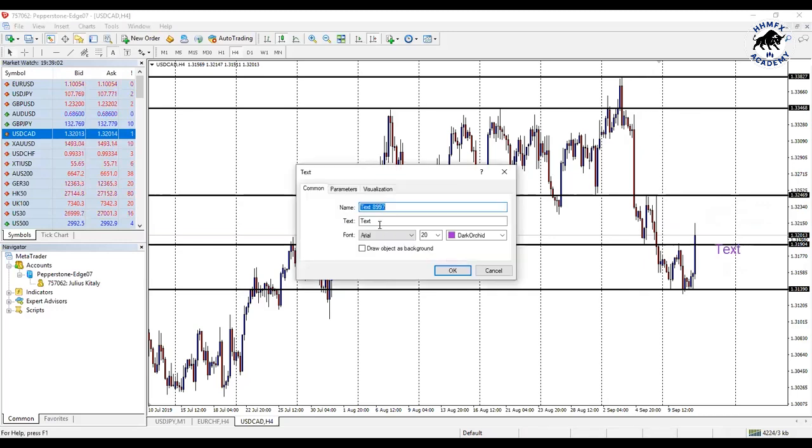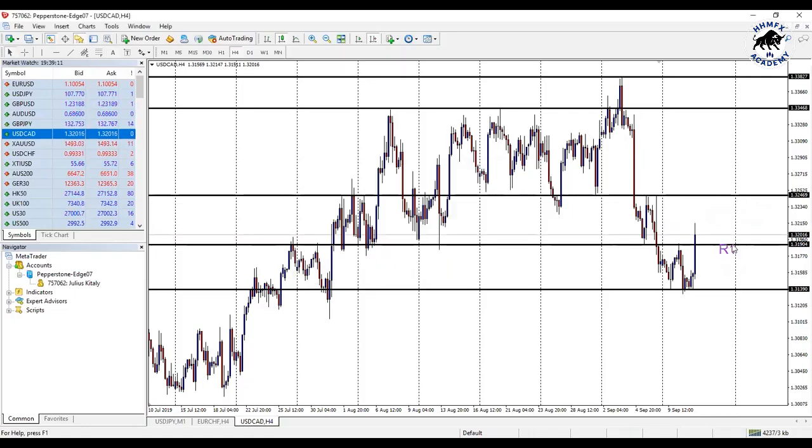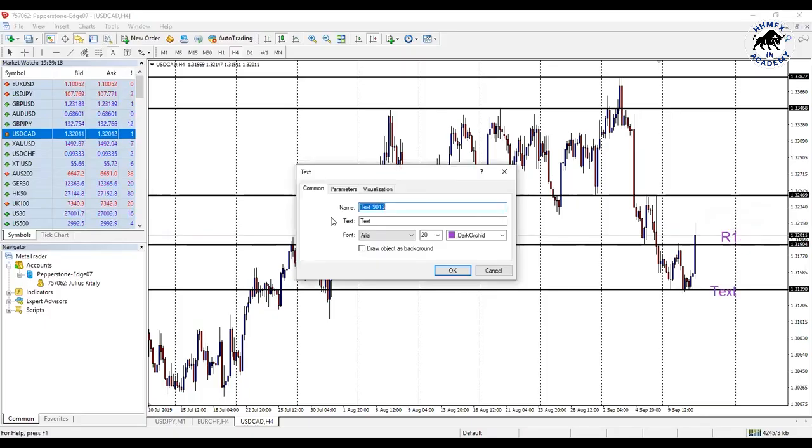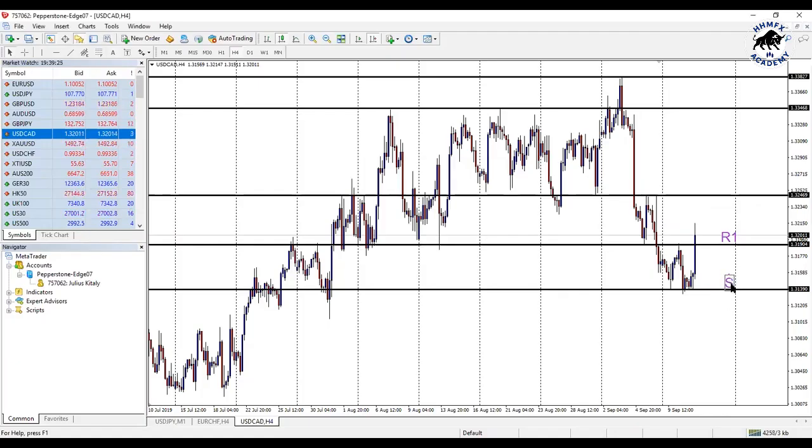This is resistance 1. So this is R1. This is resistance 1. The one down here is support, guys. The one down there is our support. So this is support. This is the resistance 1, resistance 2, resistance 3, 4. You can have as many as you want.